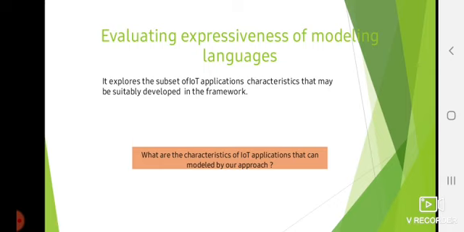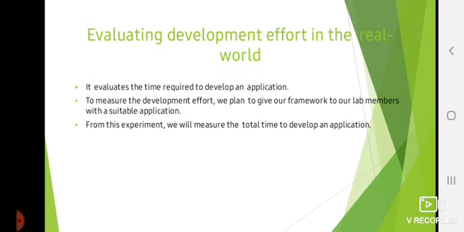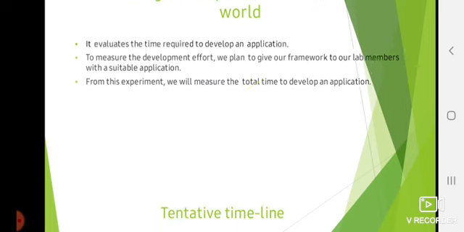Next, we have to see the evaluation of the expressiveness of modeling languages. It explores the subset of IoT application characteristics that may be suitably developed in the framework. Next, we look at what characteristics of IoT applications can be modeled by our approach. Our approach evaluates the time required to develop an application and measures the development effort, and we plan to give our framework to our lab members with a suitable application. From this experiment, we will measure the total time to develop an application.